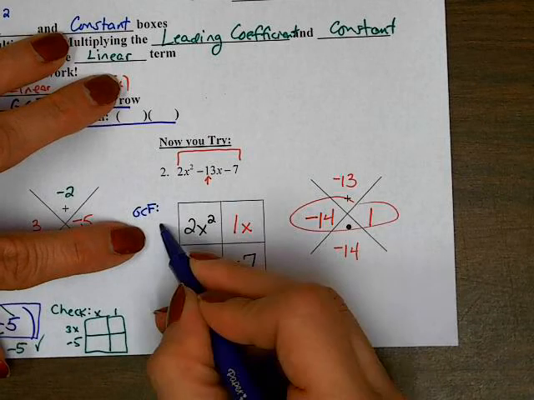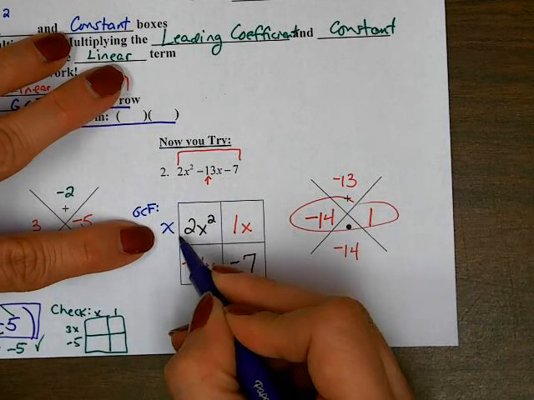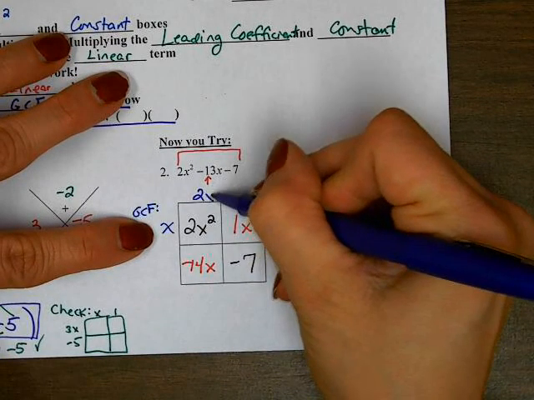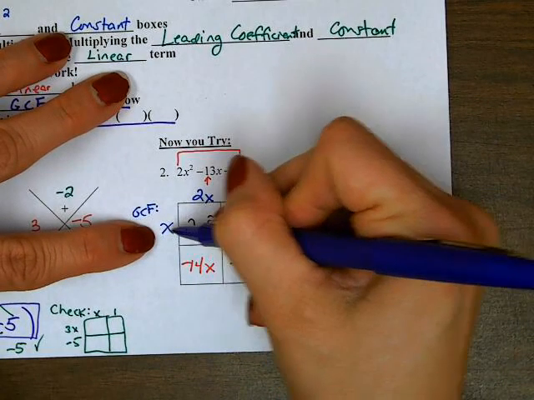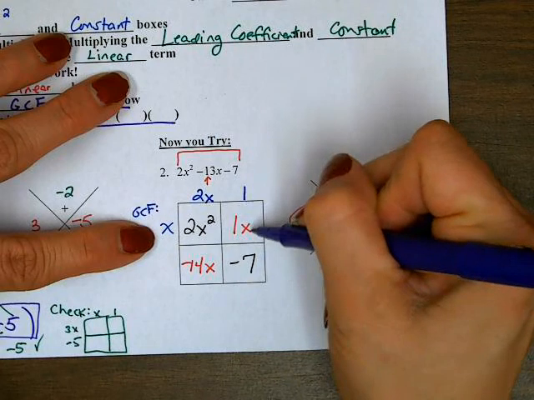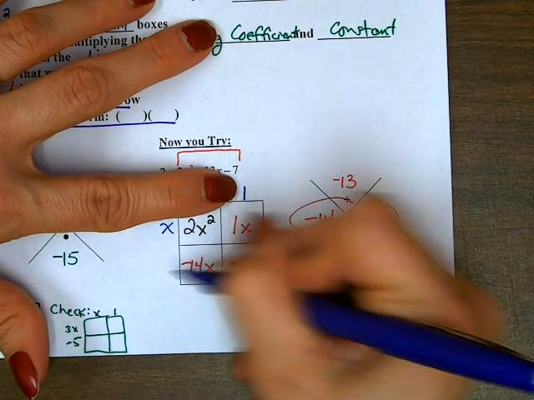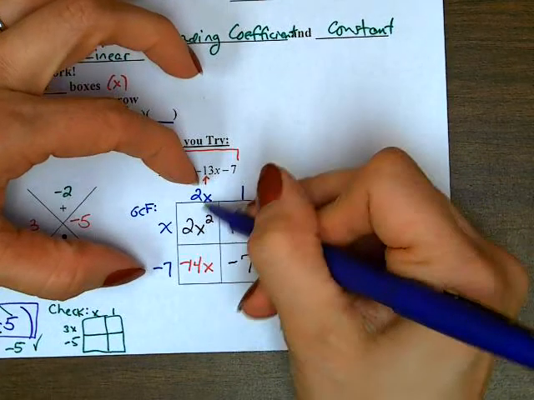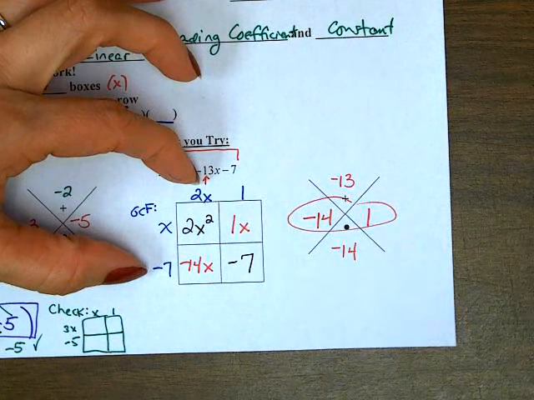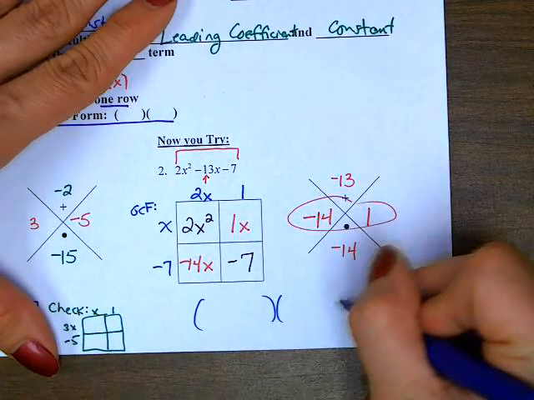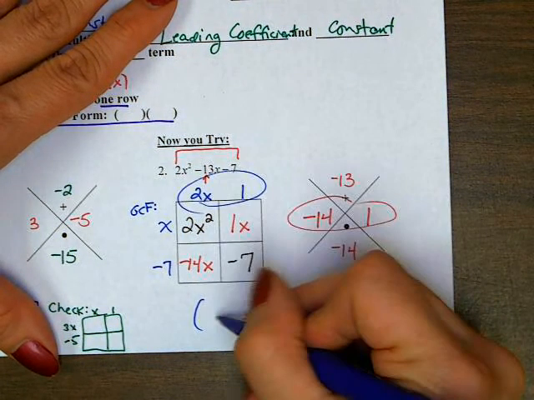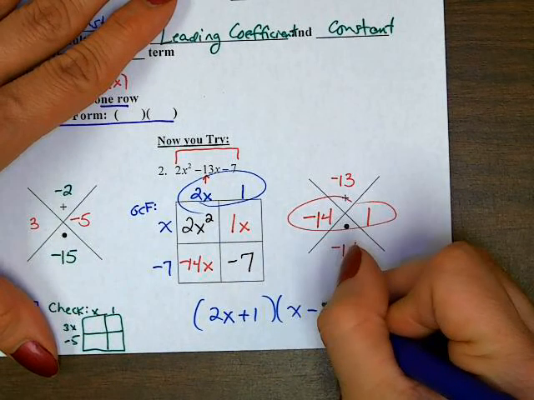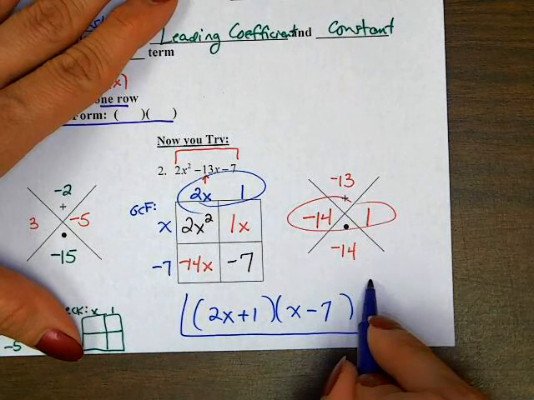I can take out an x. That's the common thing that they have. There's no number. So if that's x, this has to be 2x. If that's x, x times 1. If that's a 1, then this has to be negative 7 to make negative 7. And do these two make negative 14? We're good, okay? So where's the answer? The answer is going to be 2x plus 1 times x minus 7, okay?